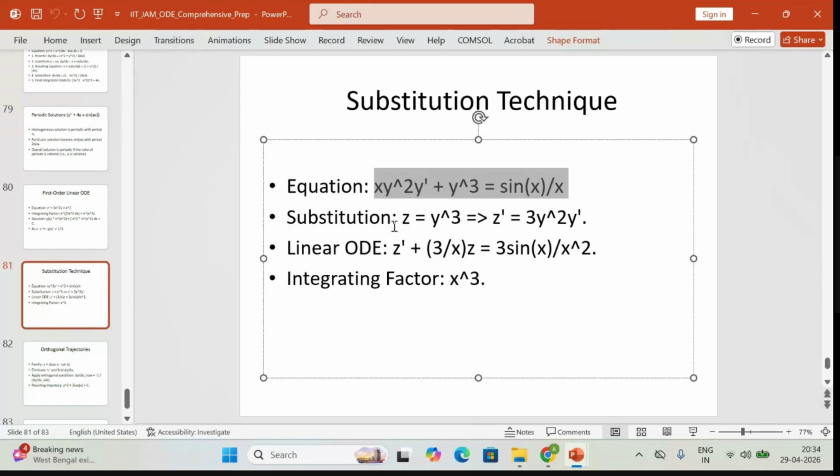So here we would use the substitution technique. We substitute z equals y cube, so z prime equals 3y square y prime. This transforms it into a linear ODE: z prime plus 3 by x z equals 3 sine x by x square. It's a linear ODE, and it can be solved by taking the integrating factor x cube, multiplying it on both sides and then integrating both sides.